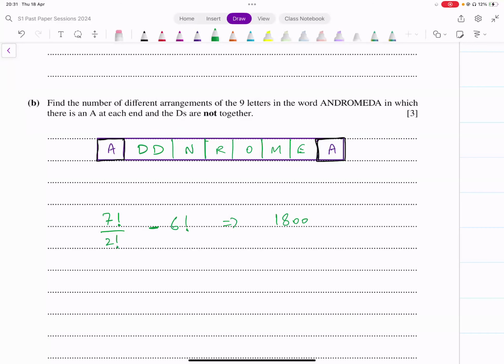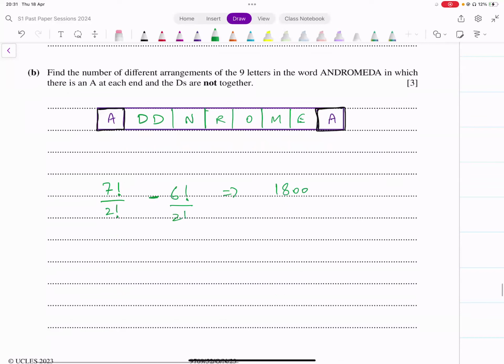So they're saying, why aren't we going to divide by 2 factorial? Divide 6 factorial by 2 factorial because we have 2 D's? Well, no, because we are only considering these 6 boxes. This is counted as a single box. We are not treating the 2 D's separately at all. So we don't have to divide by 2 factorial as well.